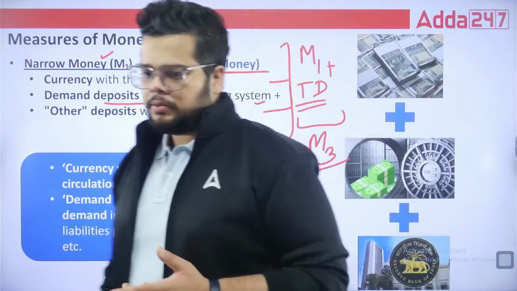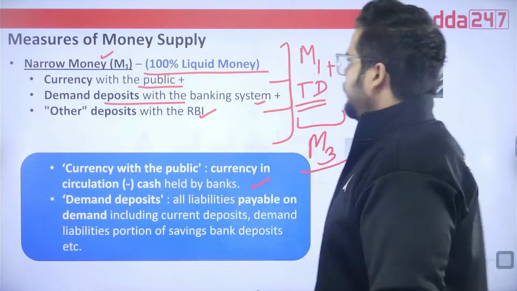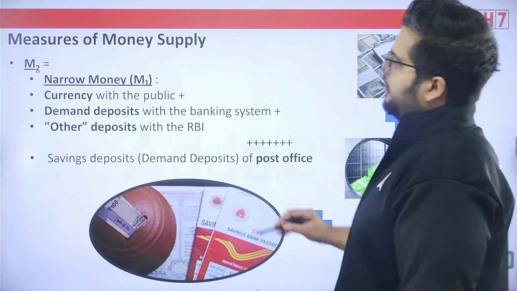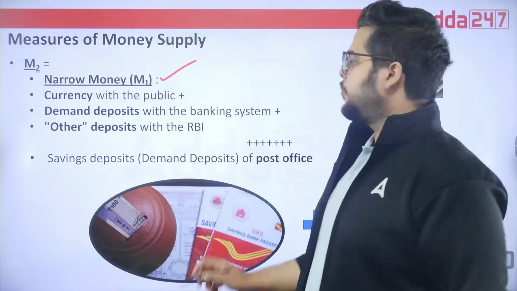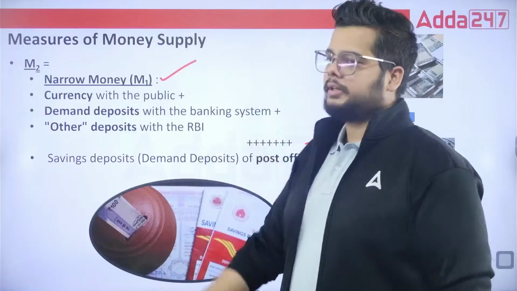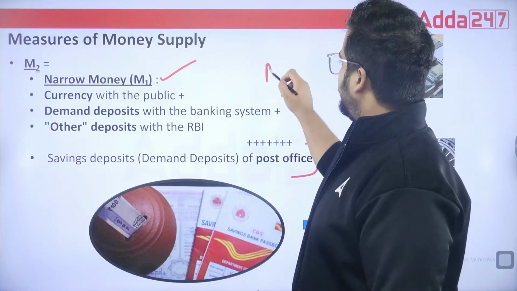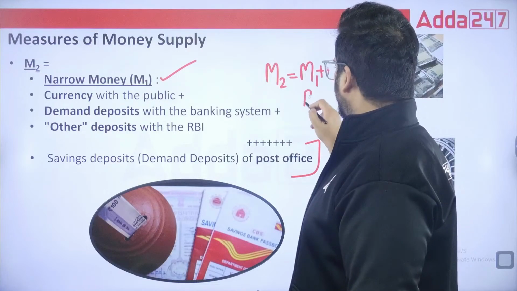Next, when we talk about the other types of measure of money supply, it will be your M2, where M1, the narrow money, will be one of the components, but along with that, the saving deposits in the post offices will also be considered. So M2 will be equal to M1 plus the post office savings.